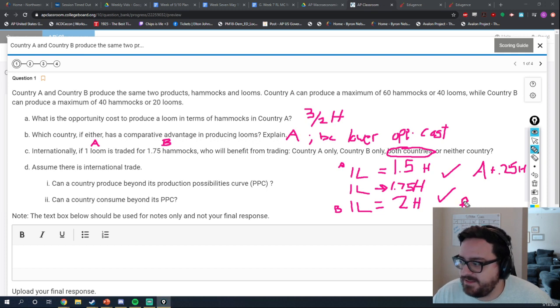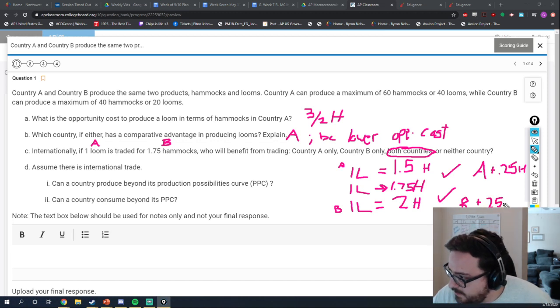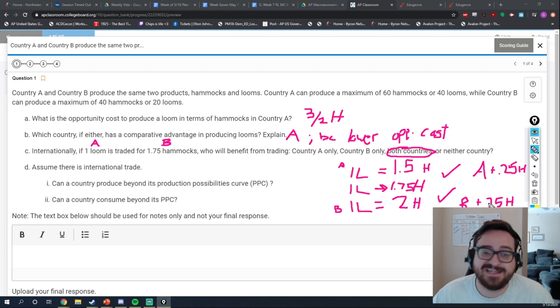That is good for B. That's a horrible looking B. Because they get to keep 0.25 of a hammock. They get to save it. Okay, they're saving 0.25 hammocks. You used to give up 2 for 1, now they're giving up 1.75 for 1.